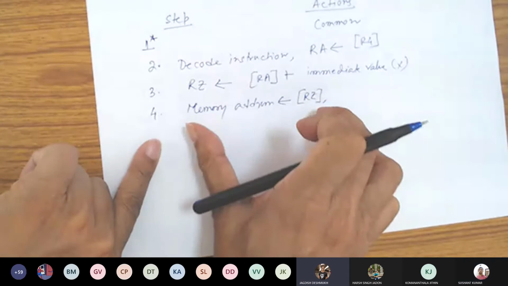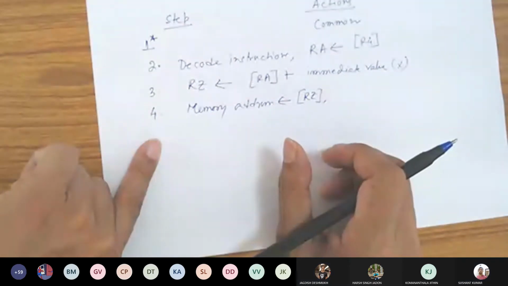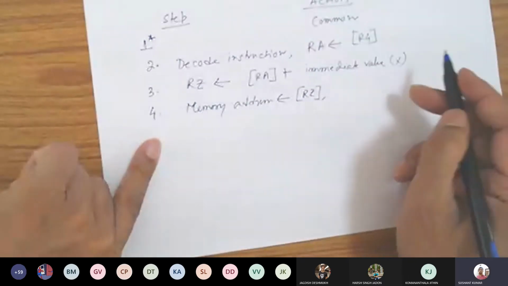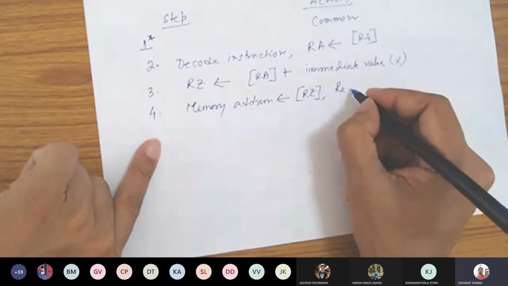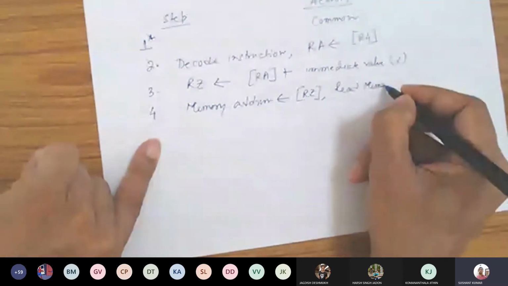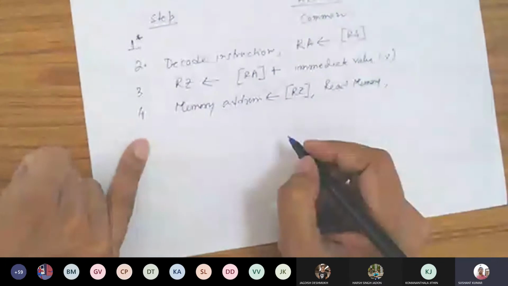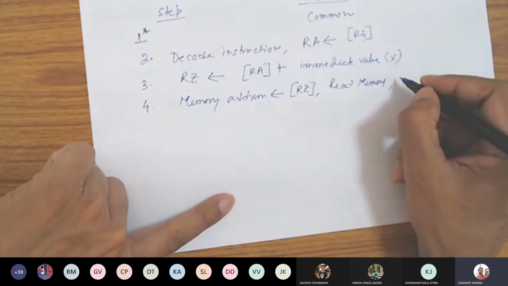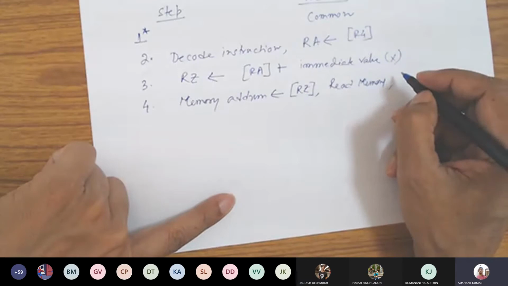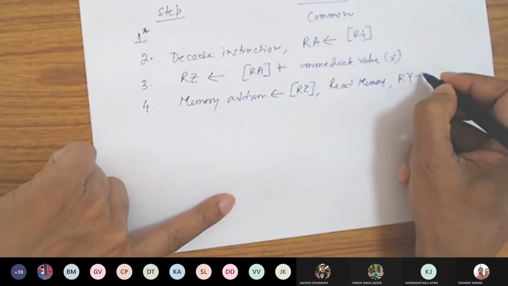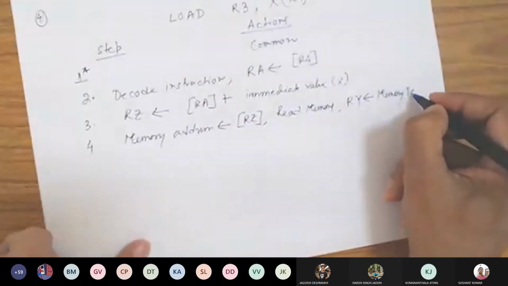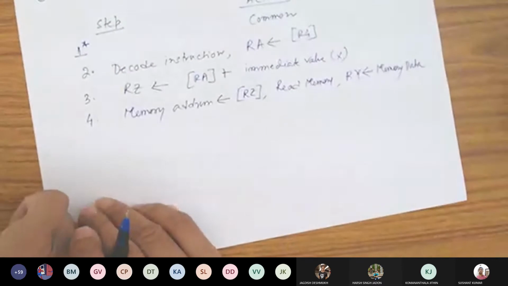Before you do it, what do you need to give to the memory? This is an address. You have generated the address and gave it to the memory. What else? Read signal. So you give the read memory signal, and then you get a value. Where will it be? In RM? No, it will be from mux Y. So what will be the RTN? RY will be memory data. Got it?